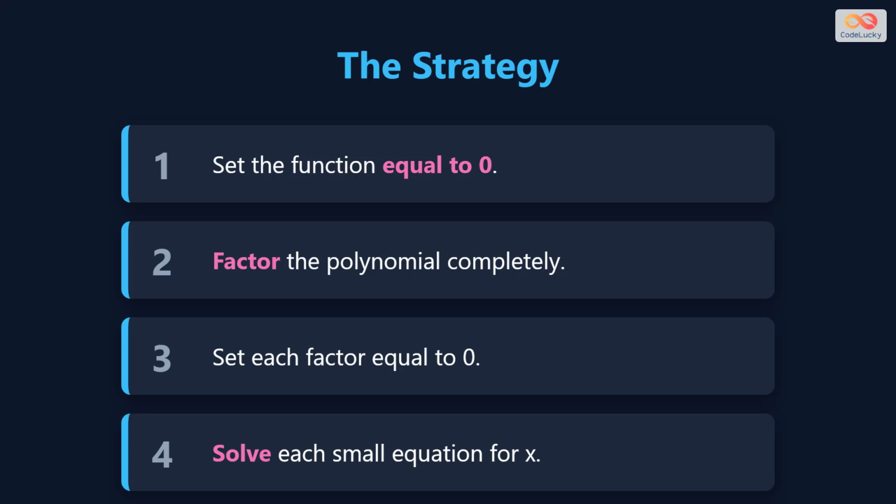Here is our step-by-step game plan. Step 1, set the equation equal to 0. Step 2, factor the polynomial completely. Step 3, take each of those factors and set them individually equal to 0. And finally, Step 4, solve each of those small equations to find your x values.